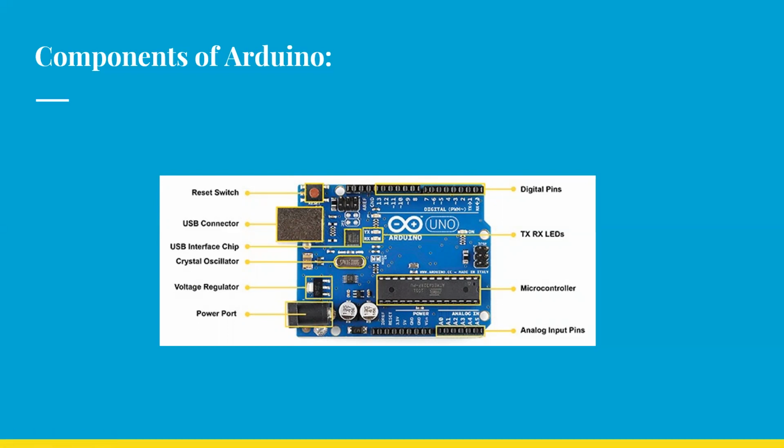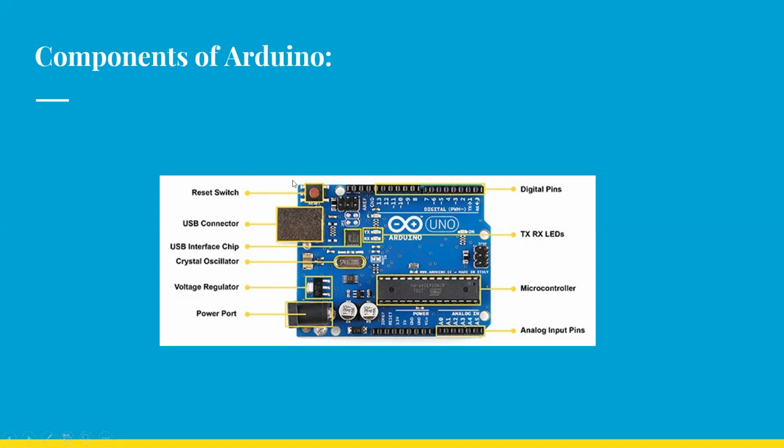Coming to analog input pins, there are six analog input pins labeled analog 0 to 5. These pins can read the signal from analog sensors like a temperature sensor, and convert it into digital. Coming to digital pins, they are labeled 0 to 13. They can be used as either input or output pins. When used as output, these pins act as a power supply source for the components connected to them.